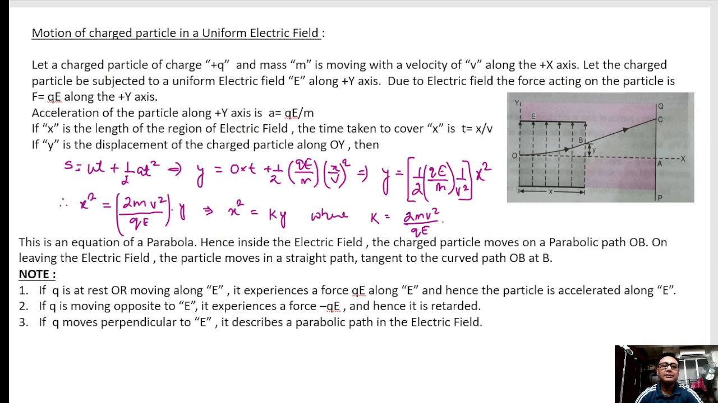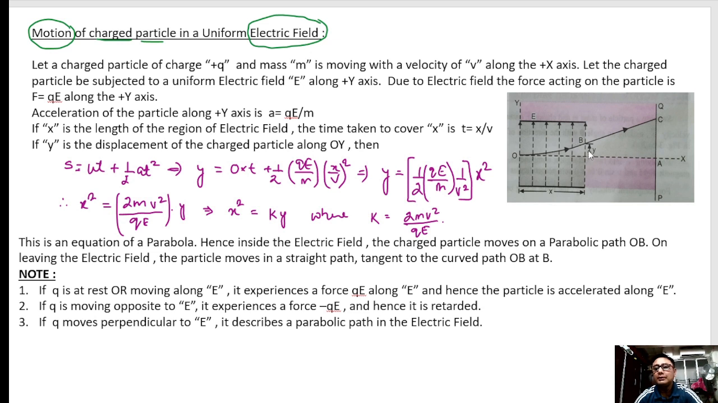Okay, so friends, let's see one thing. What we are going to study, the first topic is motion of charged particle in uniform electric field. That means we will give an electric field and then we will move a charged particle in that electric field and we will note how it behaves. We will provide a uniform electric field. Then we will move a charge through the electric field.